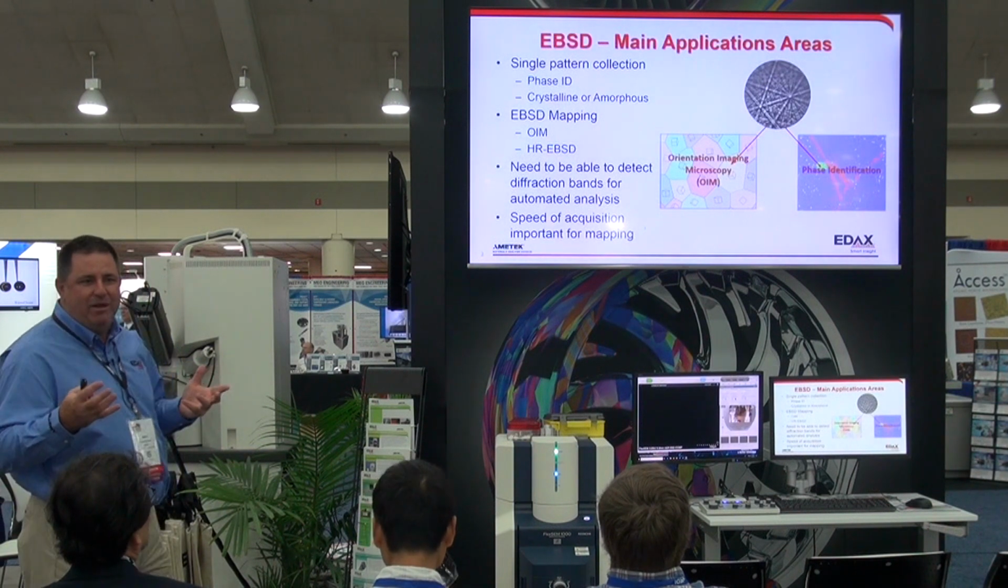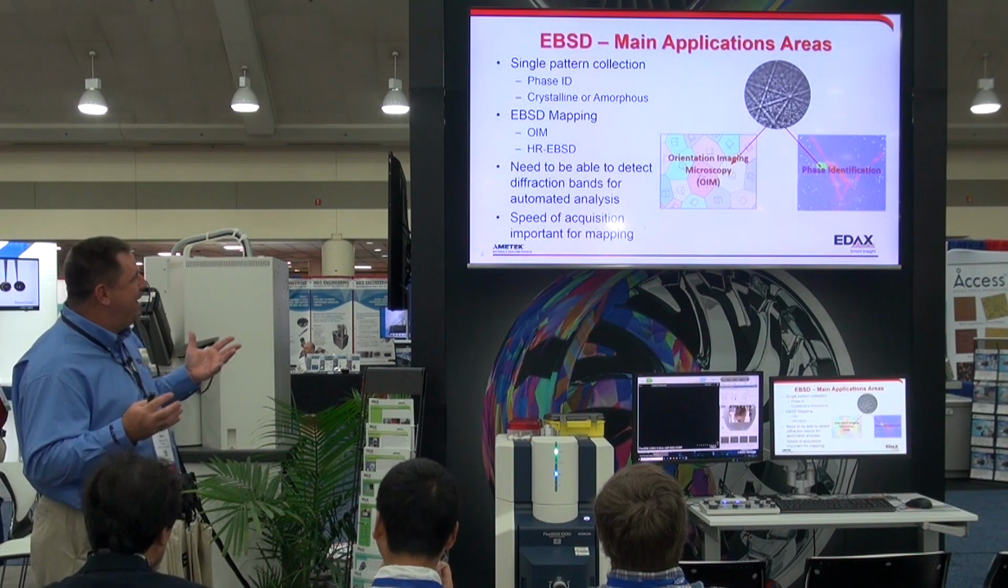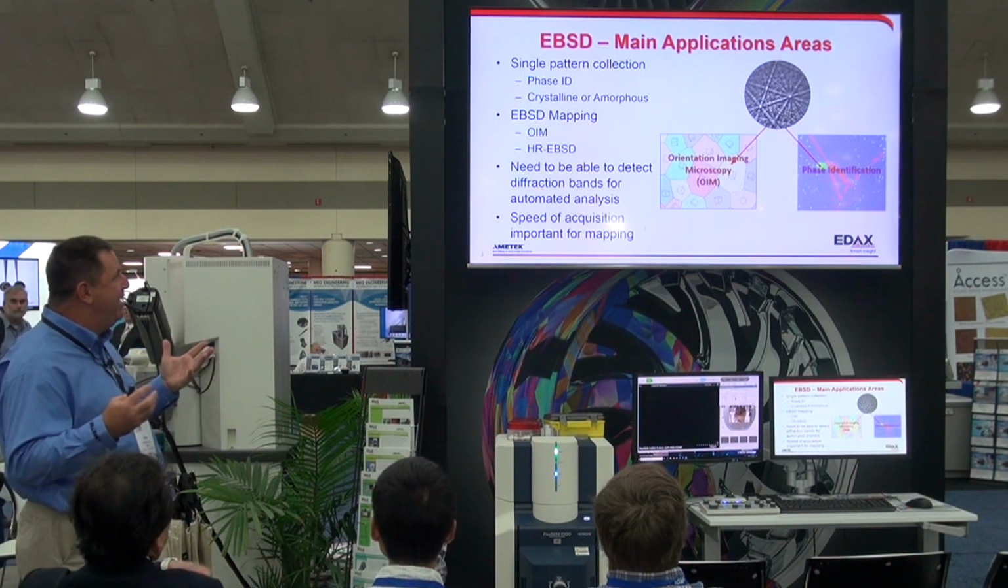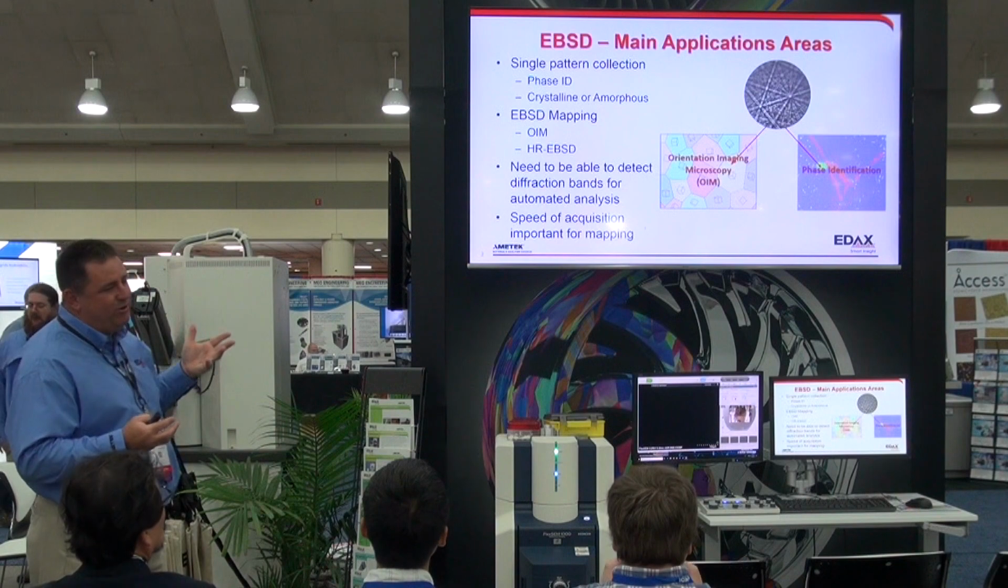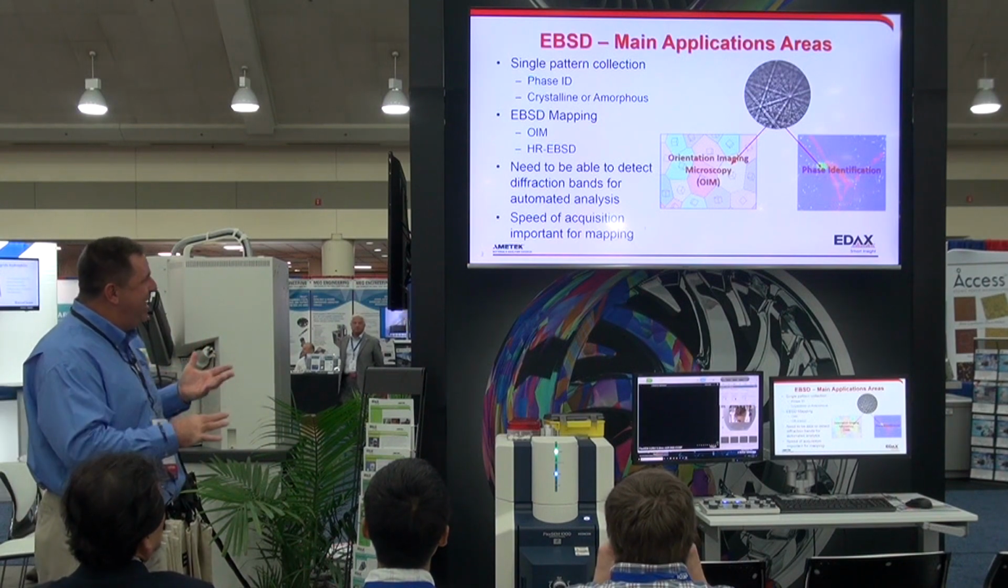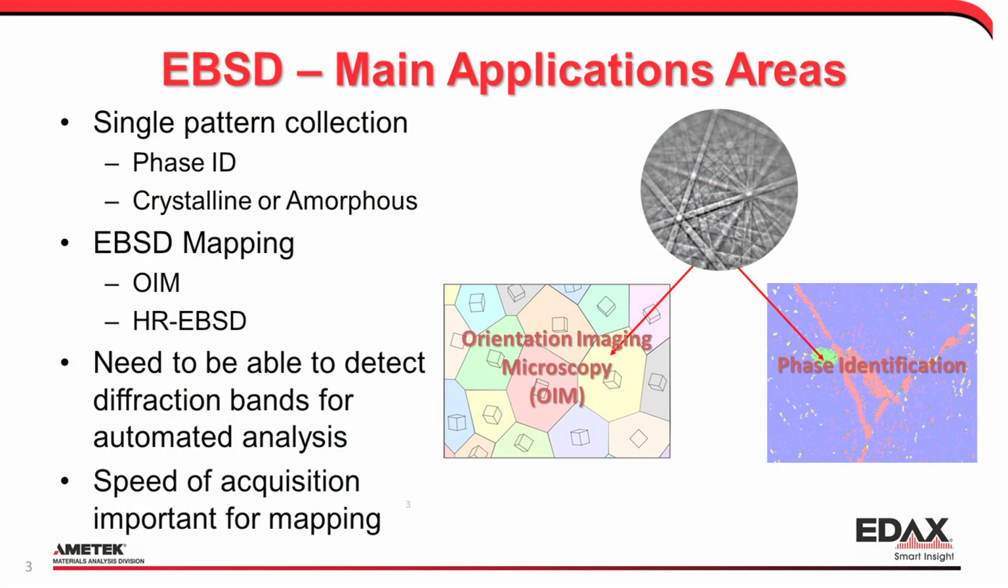I don't know how familiar you are with EBSD, but I'll start just by saying there are two main application areas. There's when we collect a single pattern, and in that situation we're doing things like phase ID or trying to decide if something's crystalline or amorphous. And then there's EBSD mapping, which we call OIM, or orientation imaging microscopy, and things like high resolution or high angular resolution EBSD.